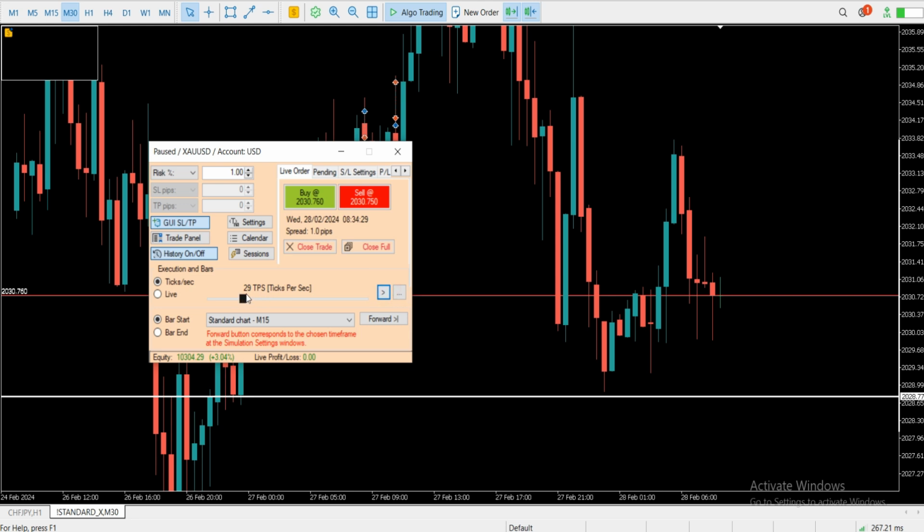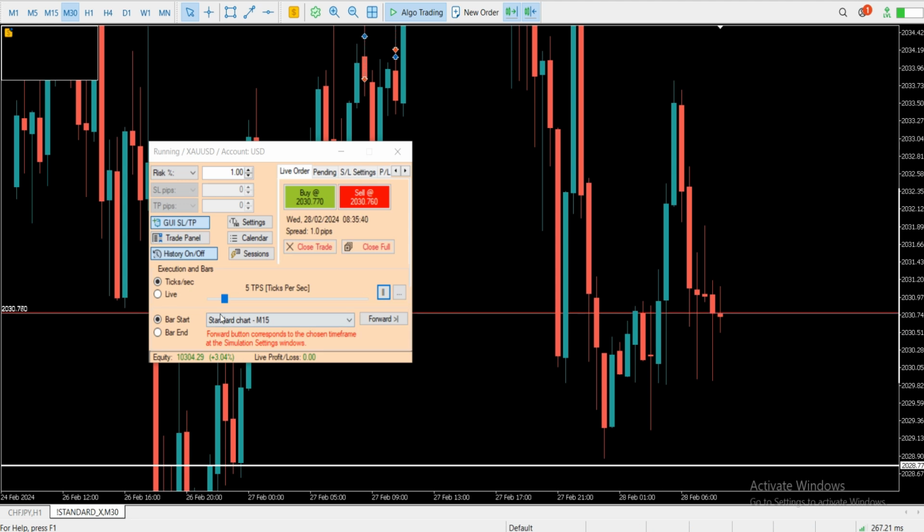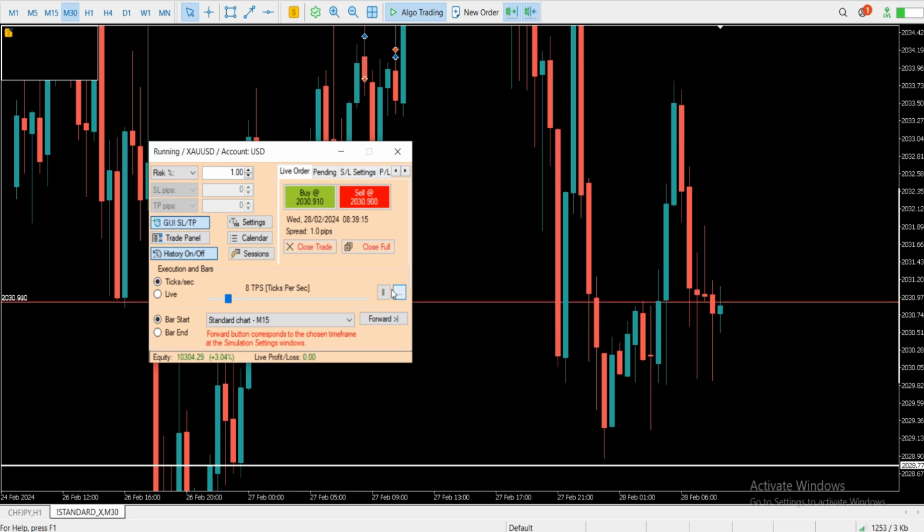I don't know why even on this 29 ticks per second it's still too fast. Now it's okay. It was a little bit more. Now it's good. This candle should break the high of this previous candle and I will execute a buy trade.